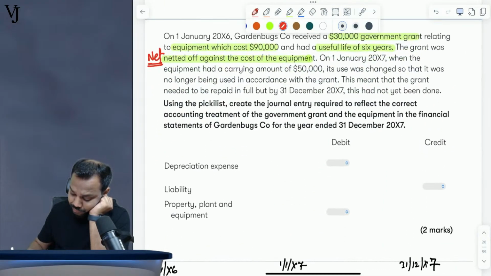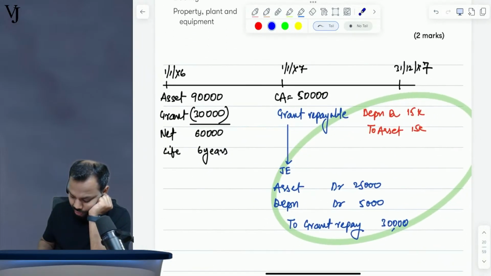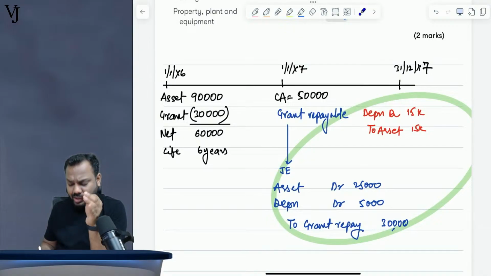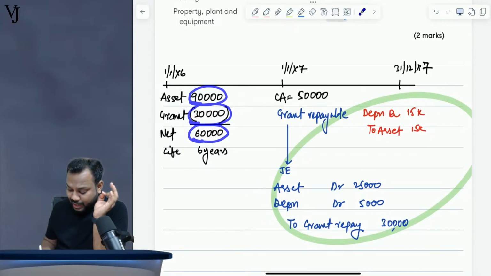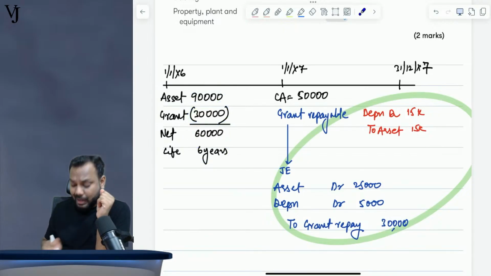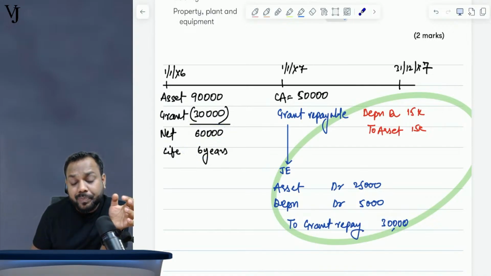Okay. On 1st January 20x7. Hold on guys. Now see here. On 1st January 20x6, when we received the grant, 90,000 was the cost of the asset. We received the grant of 30,000. Since we followed net accounting, we netted the value of the asset and recorded the asset at 60,000. Life was 6 years, so we will be depreciating 60,000 over 6 years. Hence the depreciation becomes how much? 10,000 per annum.